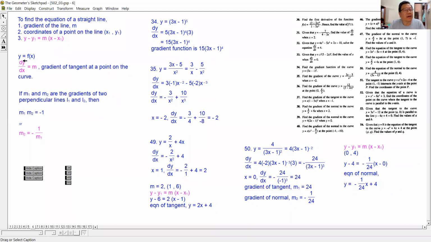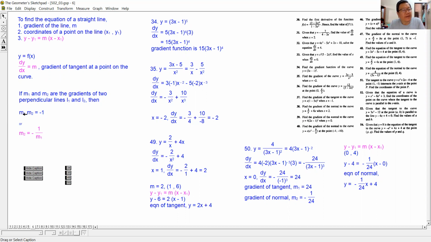Next, you must also know dy/dx means the gradient of tangent at a particular point on the curve. But of course, if it's given in x, then it is a gradient function, right? Unless you substitute in specific numbers for x, then you will get a specific gradient. Okay, so the last thing you need to know is m1 m2 is -1.